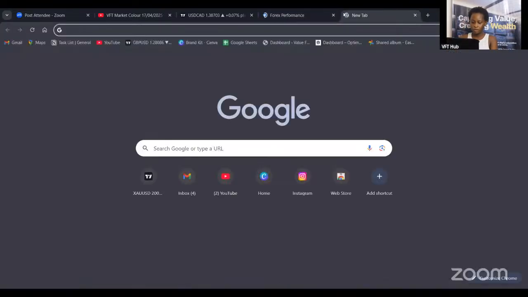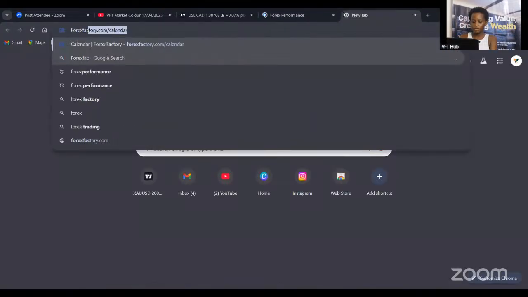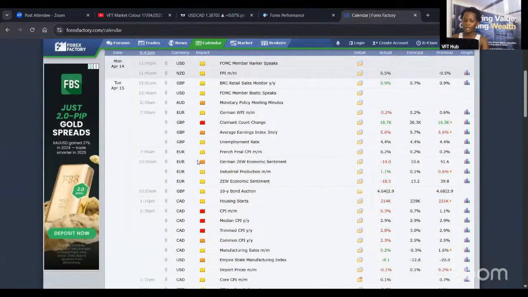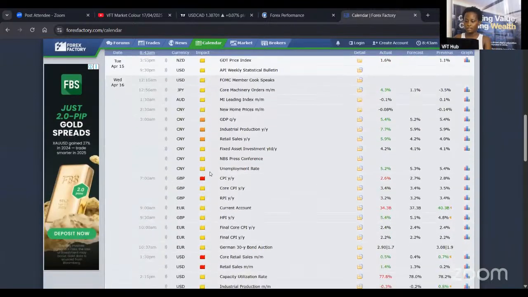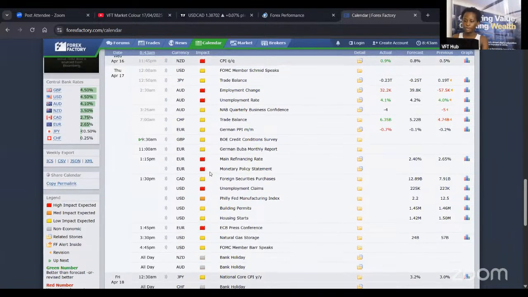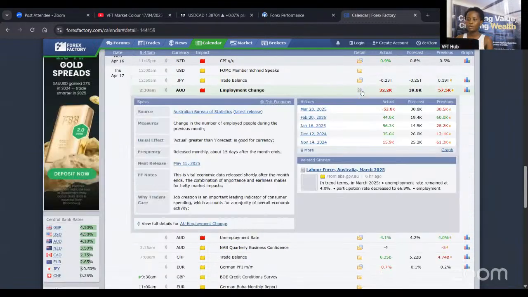While this is loading up, let's take a quick look at Forex Factory to have an idea if we have any economic news release coming out that would have an impact on the chart. Today is the 17th of April, so let's go all the way downward. Okay, so what do we have coming out today that would impact the asset classes we looked at? AUD employment change came out earlier in the day and it came out lower than expected. But in the real sense, what we want to see is actual greater than forecast.